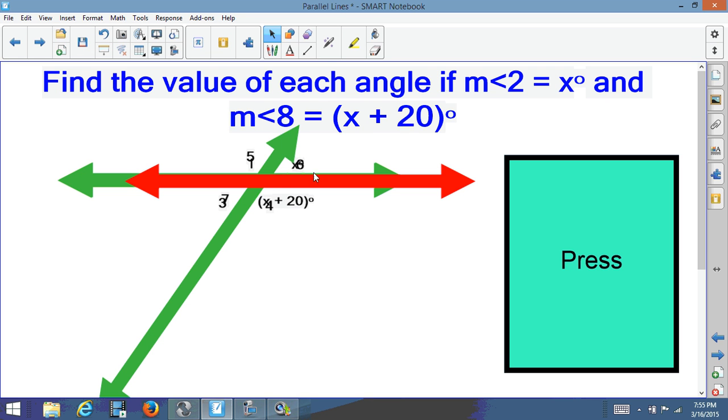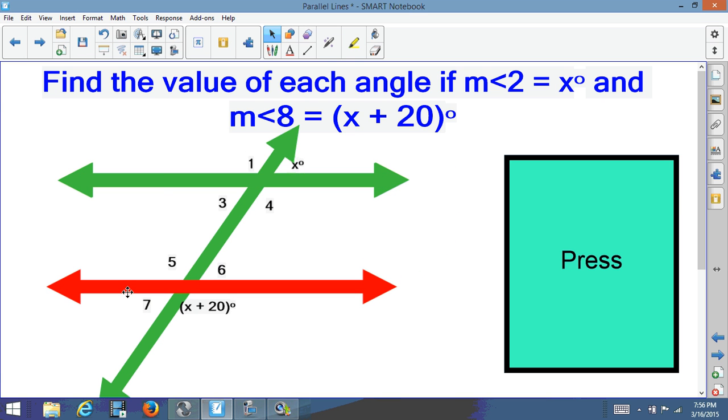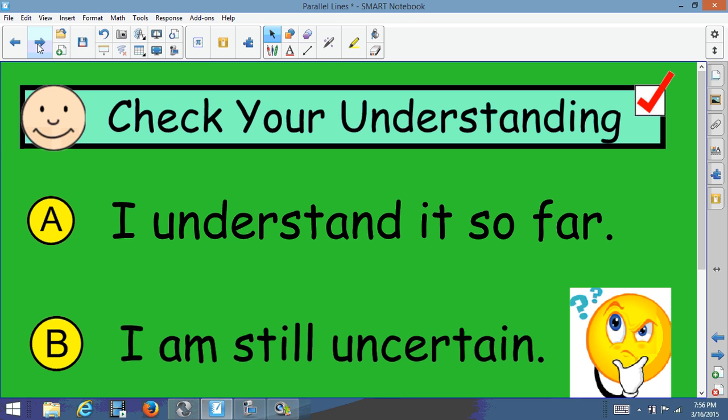So I have another 180 degrees right here on this side. So I have two angles that add up to 180 degrees because it's on a straight angle. And if you remember that, that'll help you solve for x. So that's a good question. So check your understanding, see if you understand it so far. If you don't, bring your questions in. I'll be glad to answer them in class.